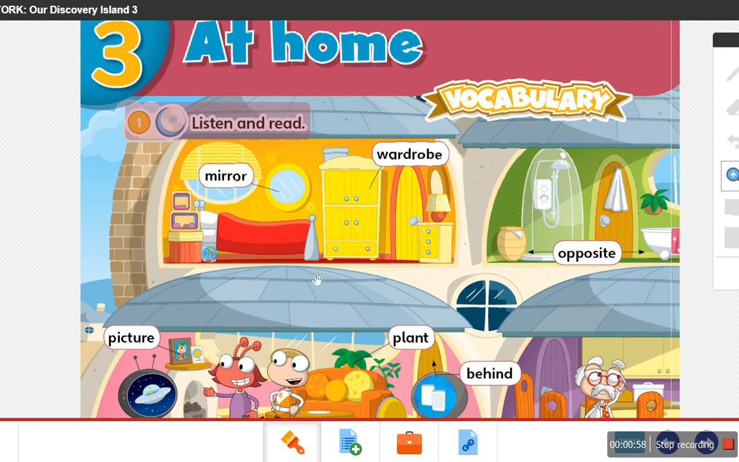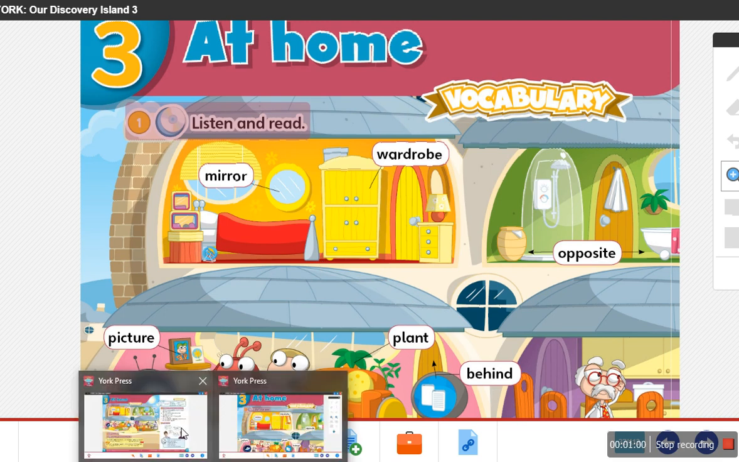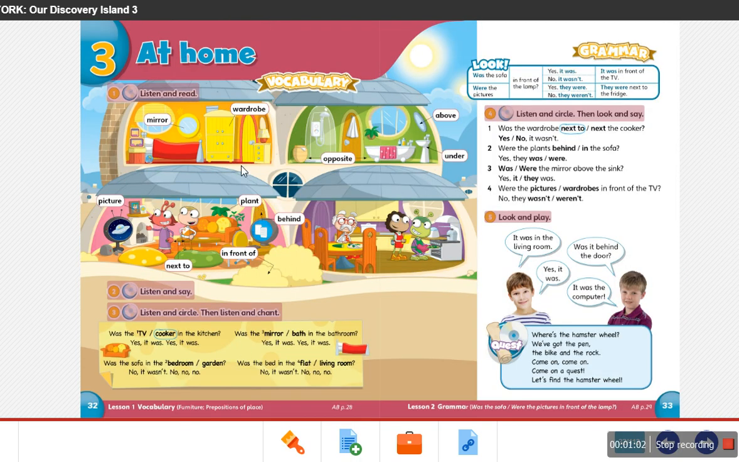As you can see here, look. As you can see, Unit 3 is entitled At Home. And as you can see, this is Hip and Hop's house. And we can see different rooms. Here we can see a bedroom, bathroom, living room, and the kitchen.